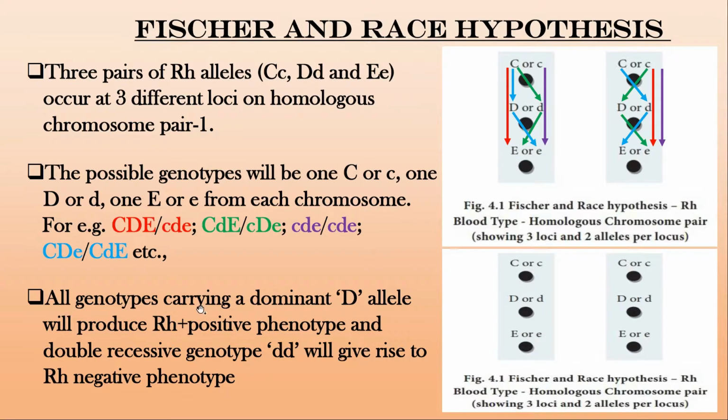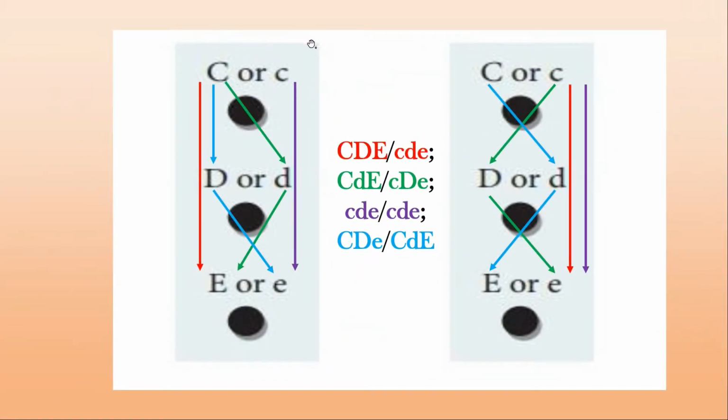So all these genotypes carrying the capital D allele will produce RH positive. And so here you can say this genotype and this genotype and this genotype will be RH positive. When there is double small d, that is the double recessive genotype dd, it will give rise to the RH negative phenotype. So for your better understanding, it has been enlarged to show how the alleles on the chromosomes can join.